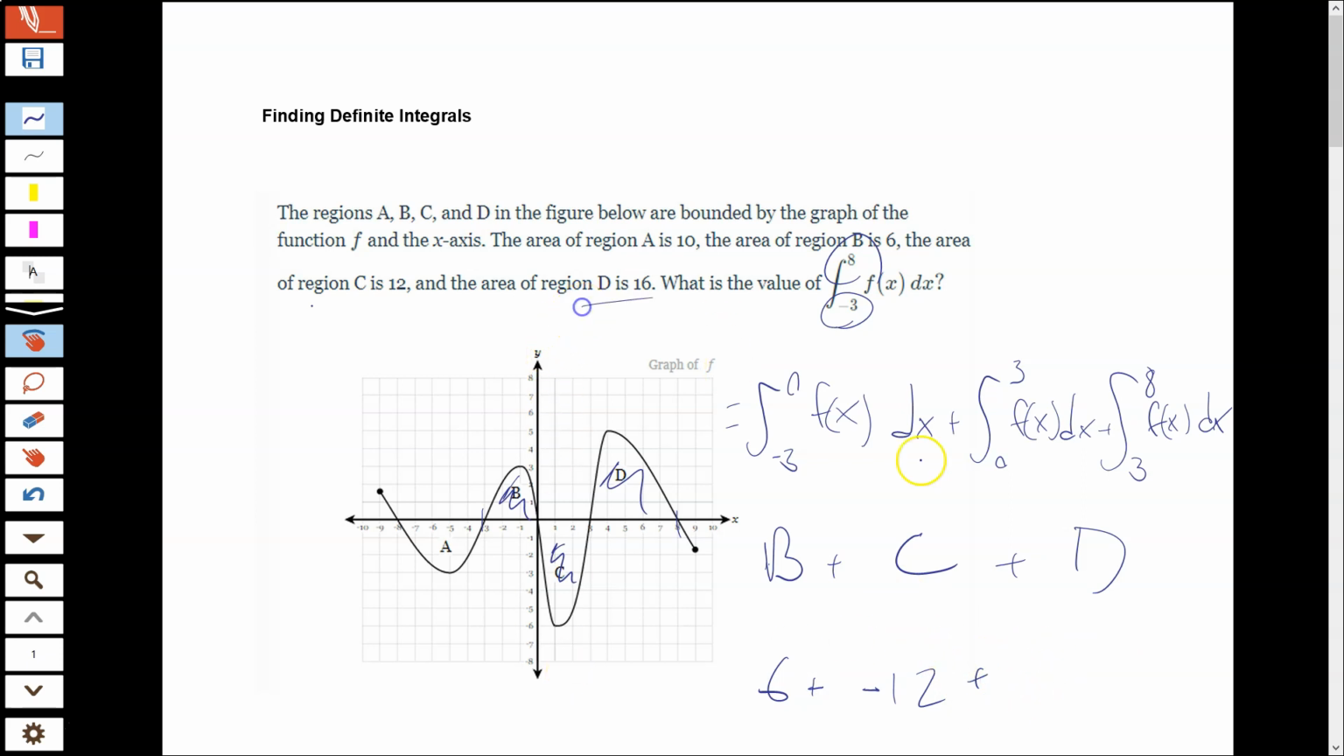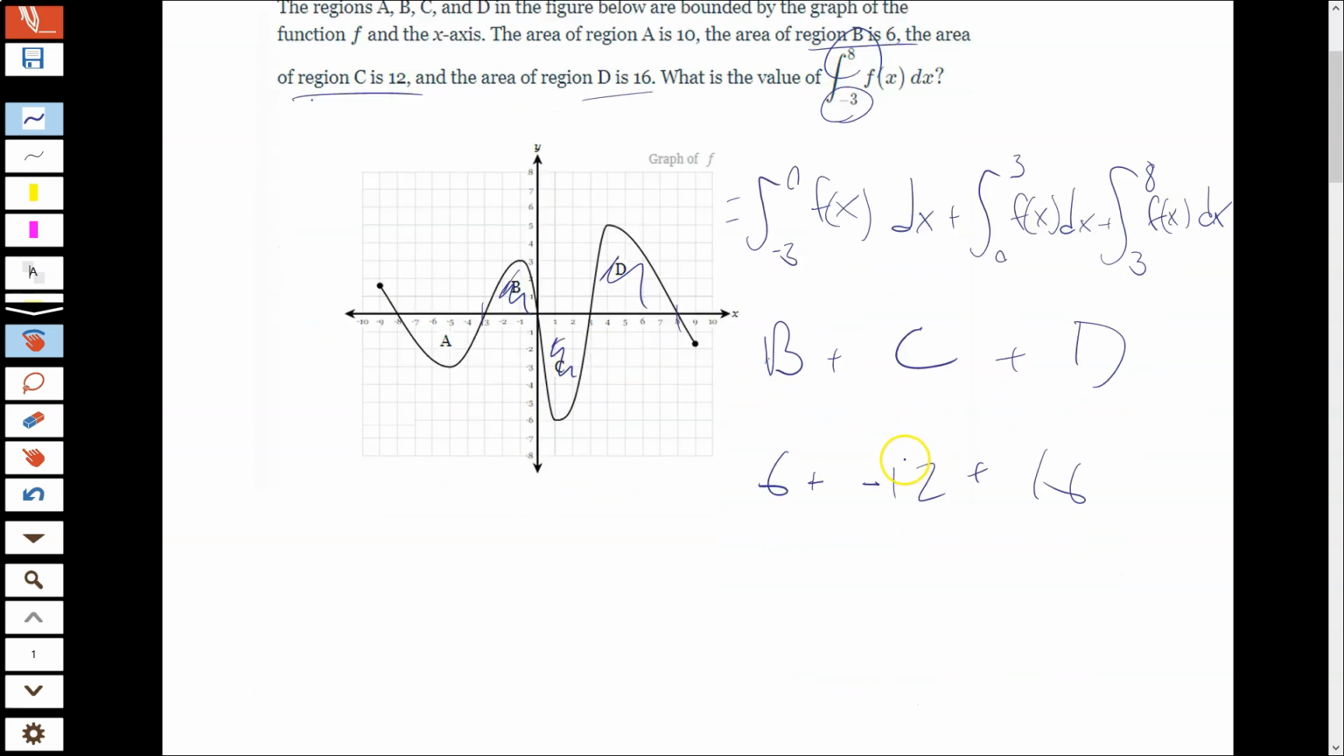The area of region D is 16. So just to be super clear, I got these all from the text, right? And then you just add them up. So what do we get here? 22 minus 12 is 10. So that's all there is to it.